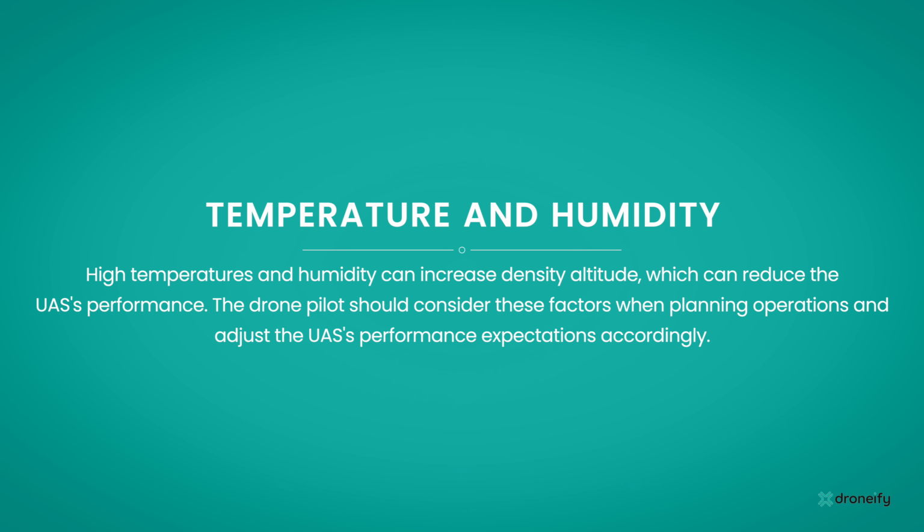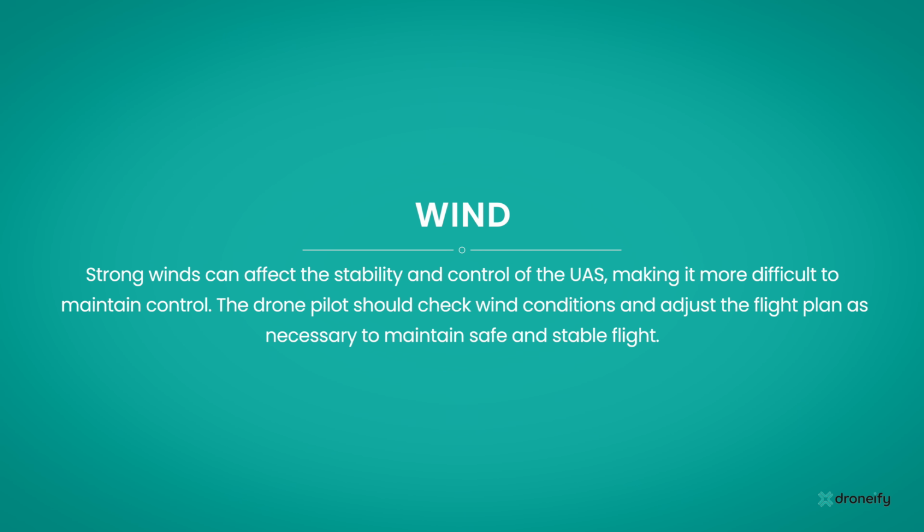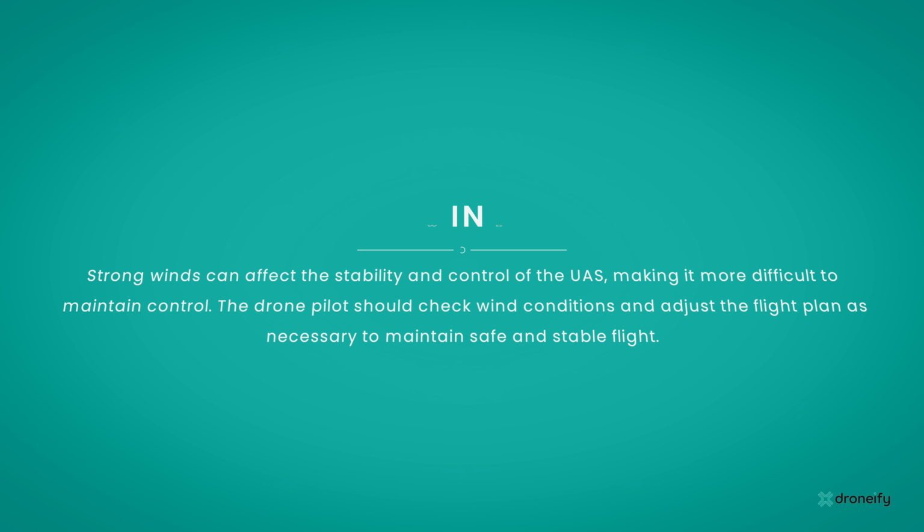Temperature and humidity. High temperatures and humidity can increase density altitude, which can reduce the UAS's performance. The drone pilot should consider these factors when planning operations and adjust the UAS's performance expectations accordingly. Wind. Strong winds can affect the stability and control of the UAS, making it more difficult to maintain control. The drone pilot should check wind conditions and adjust the flight plan as necessary to maintain safe and stable flight.